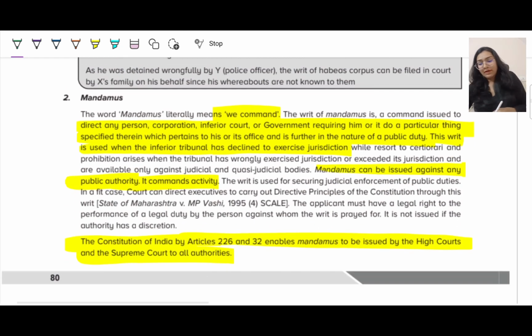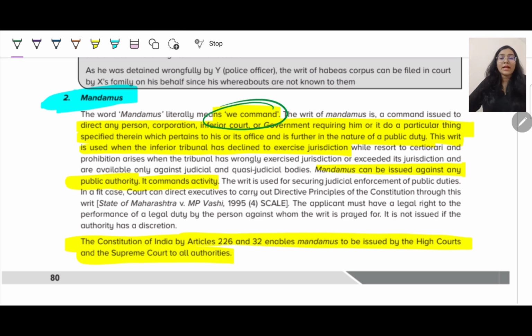Next we have mandamus. The language is quite difficult in terms of mandamus, but mandamus means nothing but just to command. I am telling you that you have to do it. So mandamus is like your father in the family: if he says you have to do it, then you have to do it.